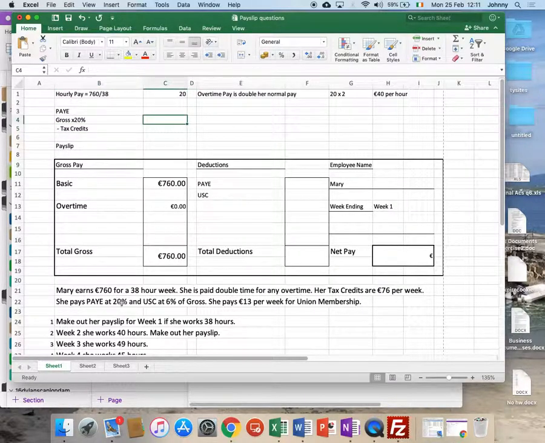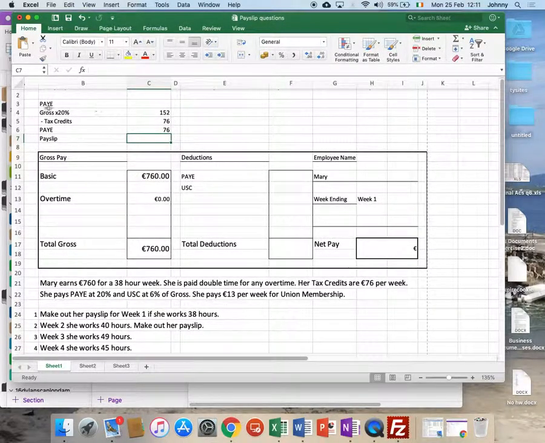So in this case, her gross is 760. Okay, and we need to multiply that 760 by 20%. So 760 times 20% is 152. The tax credits, it says here, are 76 a week. So when I take the 2 of those away, I get PAYE. Is it okay with that? Yeah. Okay. Go through it again, how I got that.